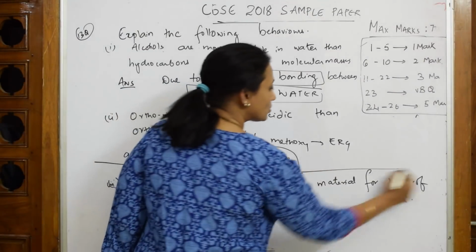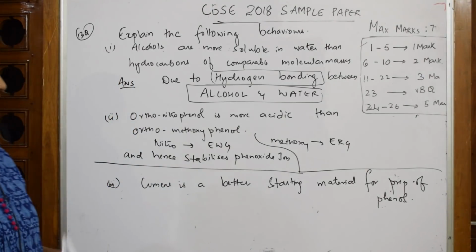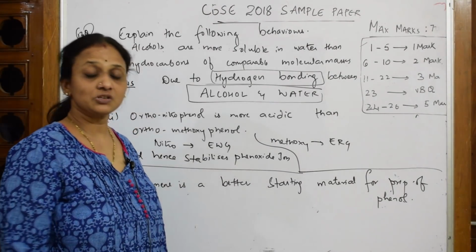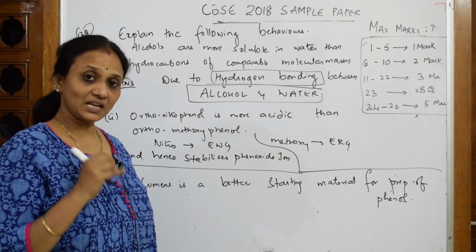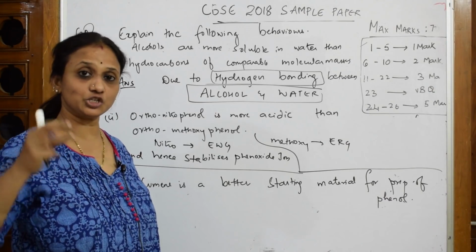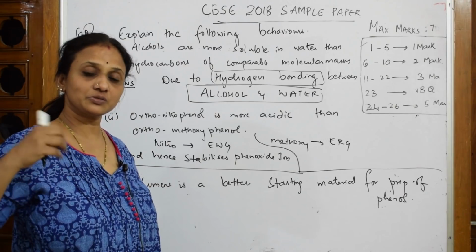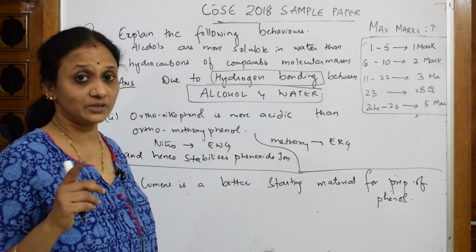Right. So now what should be your next question? Cumene is a better starting material for phenol. So we have studied one reaction where you're taking cumene. To that cumene you're processing, you get cumene peroxide. From cumene peroxide, what are you preparing? You're preparing acetone, right? Remember.